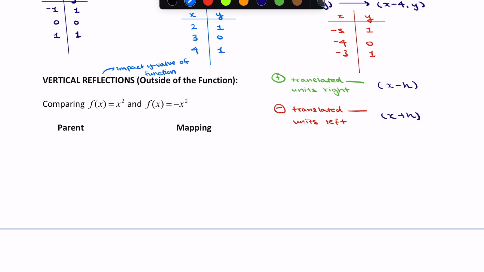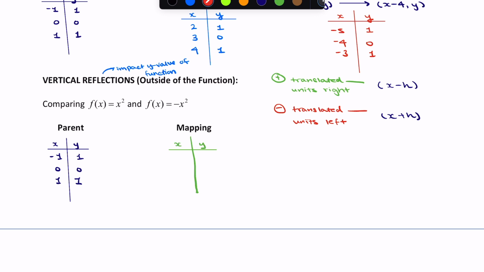And so here we have f of x is equal to x squared, that's the parent function. And if we have f of x is equal to -x squared. So again, the parent function, y is equal to x squared. We have -1, 0, and 1. And here, if we look at our transform function, it impacts the y values.